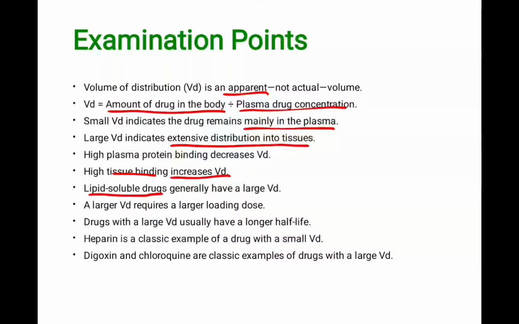Lipid soluble drugs generally have a large volume of distribution. A large volume of distribution requires a larger loading dose. We say loading dose is directly proportional to volume of distribution. Drugs with large volume of distribution usually have longer half-life. Heparin, we said, is a classic example of a drug with a small volume of distribution, while digoxin and chloroquine are classic examples of drugs with larger volume of distribution.